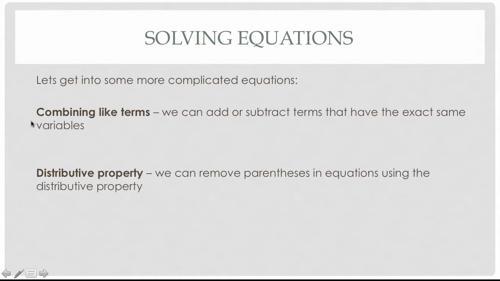All right, so as we tackle more complicated equations, we're going to be dealing with combining like terms. What that means is we can add or subtract terms that have the exact same variables. 3x plus 8x, I can add those together to make 11x. However, if I have negative 2 plus 3b, I cannot add those together. Those are not like terms. I can't combine them. They have to have the exact same variable to the same power, then I can add them together, combine like terms.